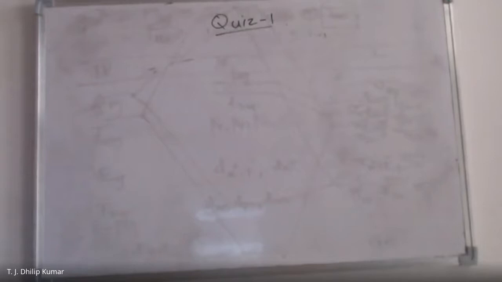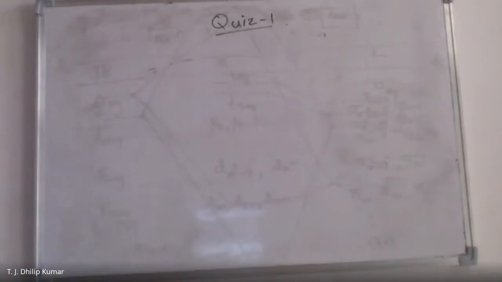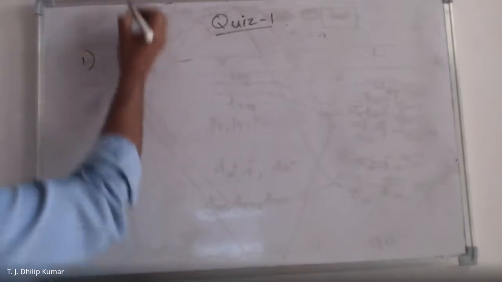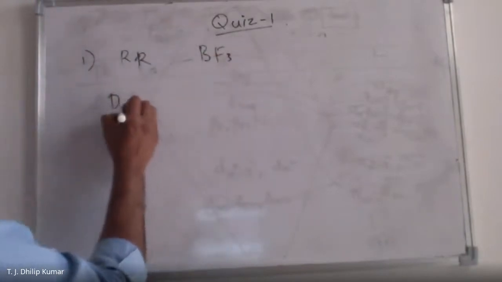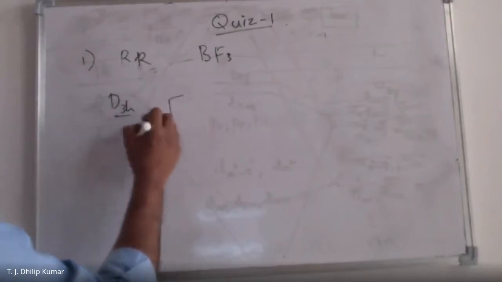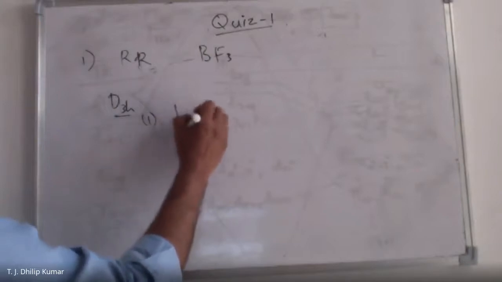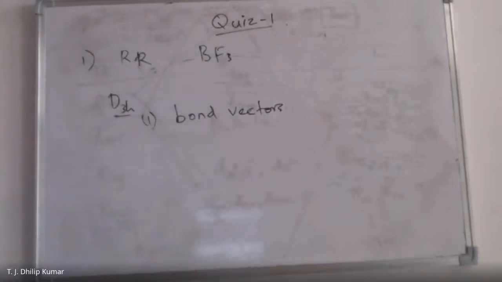So, the answers. Those who are late by 1 or 2 minutes, that's okay, we allowed it. But for more than 3 minutes, 1 mark is deducted, or correspondingly like that. The first one is to get the reducible representation for BF3. This is D3h. First is the bond vectors. If you see the bond vectors, it is 3, 0, 1, 3, 0, 1.